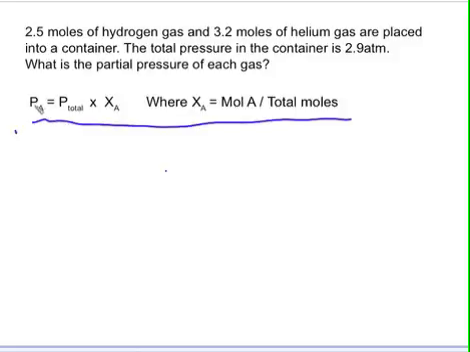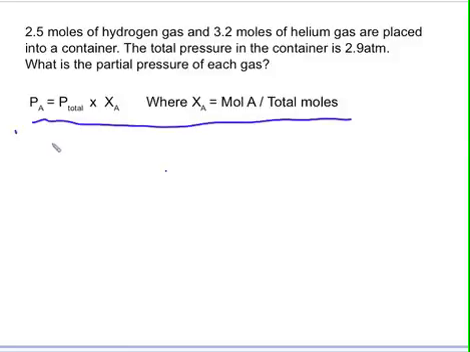And basically what it says is the pressure of the gas that you're looking for, the partial pressure of that gas, is equal to the total pressure times the mole fraction of the gas that you're looking for. So X of A is the mole fraction, which basically equals the moles of A, the gas that you're looking for, divided by the total moles in the container. So let me show you how to do a problem like that.